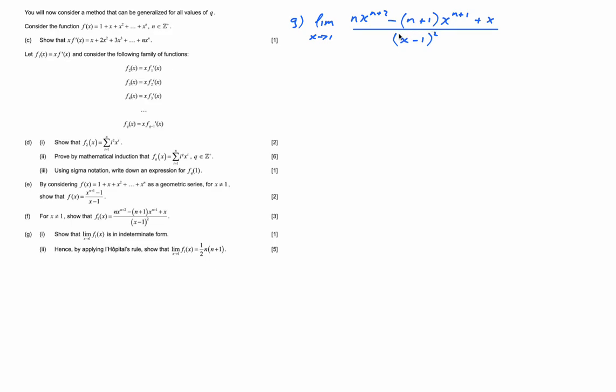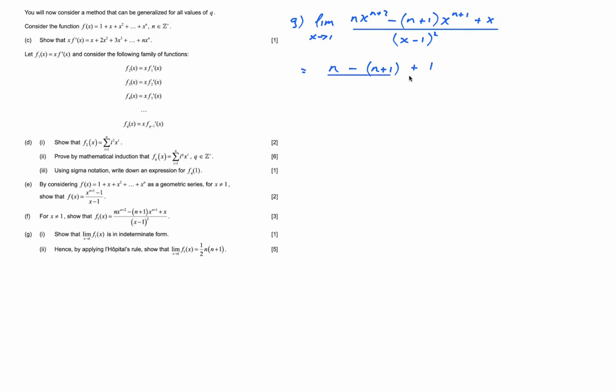Now essentially, as x approaches 1, what we want to do is sub in 1 into this. So if I sub in 1 here, I get n, because I'm subbing 1 in for x. 1 to the power of anything is 1, so I'm just left with n, minus n plus 1 times 1 again, because 1 to the power of anything is 1, and plus 1 because x is 1.